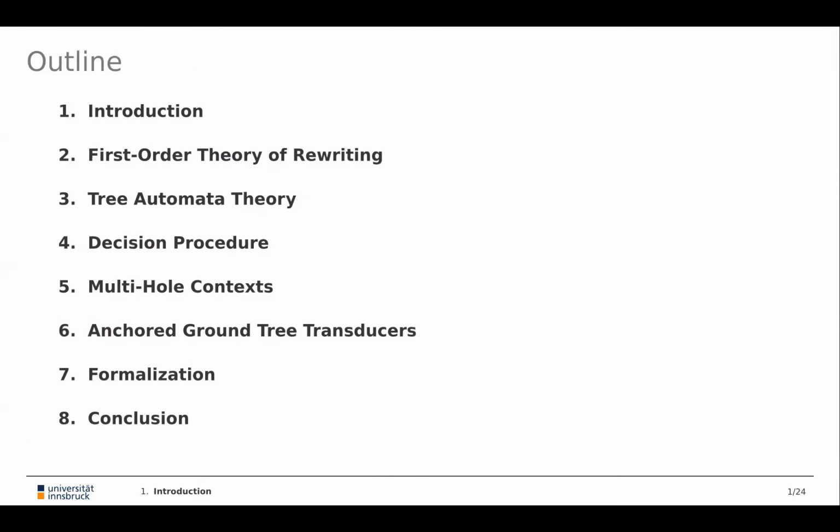After a short introduction, I will describe what the first-order theory of rewriting is and dive more into the theory behind it, more specifically on tree automata and the decision procedure itself. I will then present some new or extended concepts, such as multi-hole contexts and anchored ground tree transducers, after which I will talk about a few details of the formalization and then conclude.